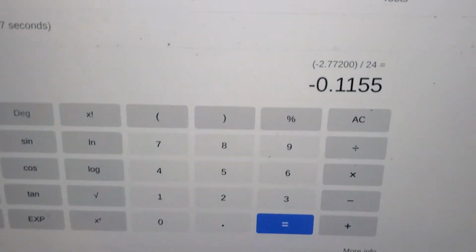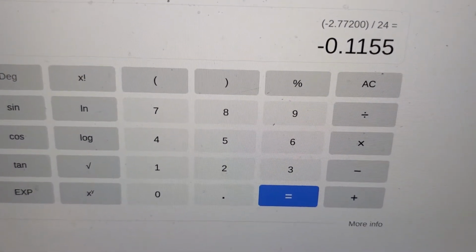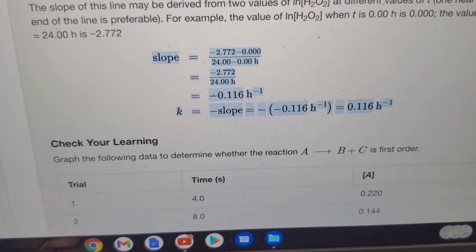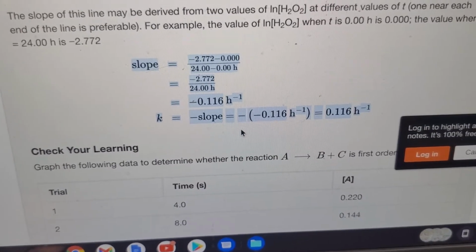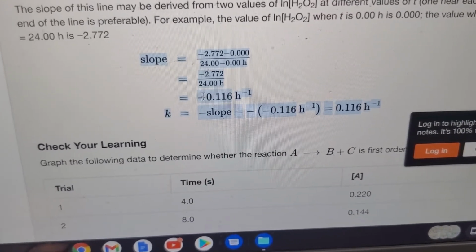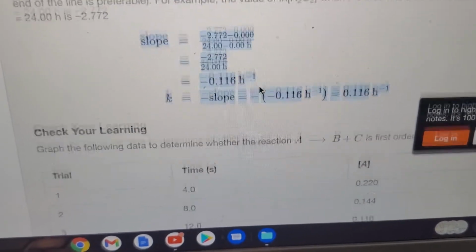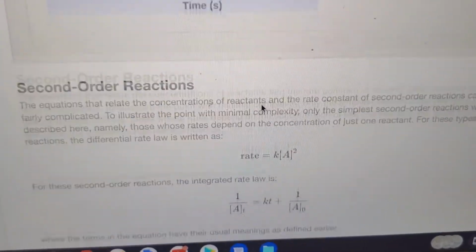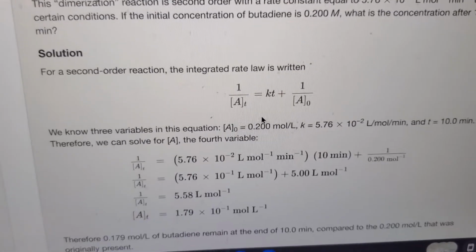M equals 0.116 to the minus first power. In other words, what it says, minus 0.116 to the minus first power. So that makes sense, guys. This also makes sense, guys. This is the third thing that also makes sense, guys.